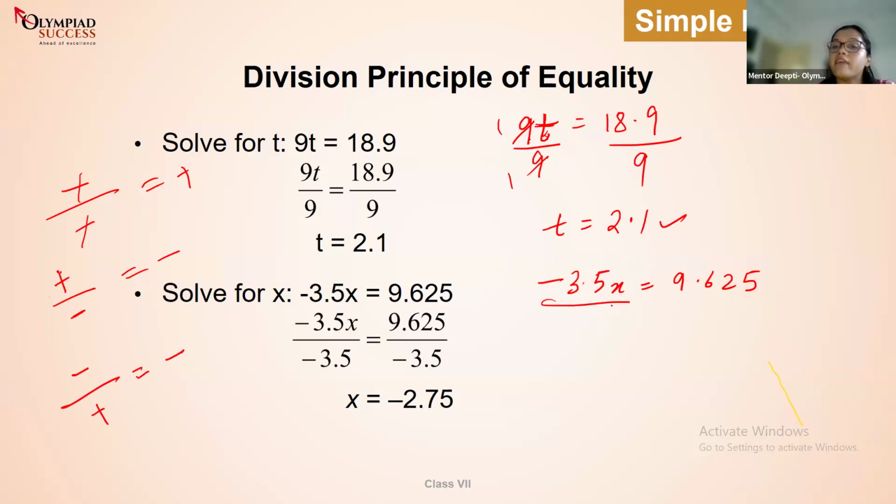Now again I'll divide by the same number which is the coefficient of x. The coefficient of x here is not just 3.5 but minus 3.5. So we have to divide by the complete coefficient, whatever is in multiplication with the variable. So this cancels this and the answer will be x equals, now the minus is in the denominator, so the final answer will be negative. And on dividing you will get 2.75.